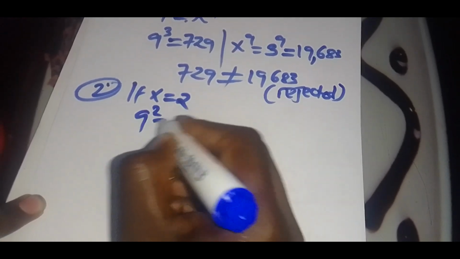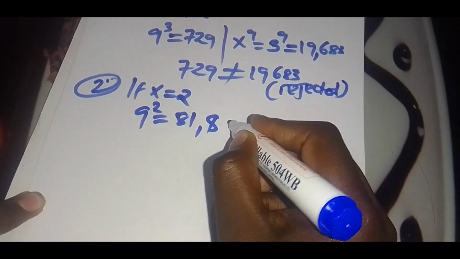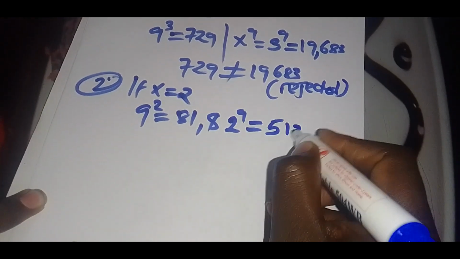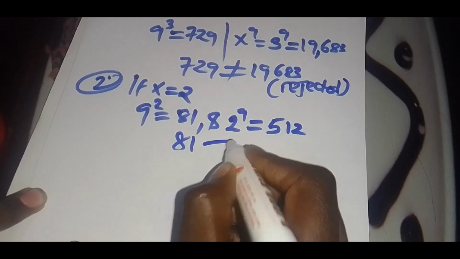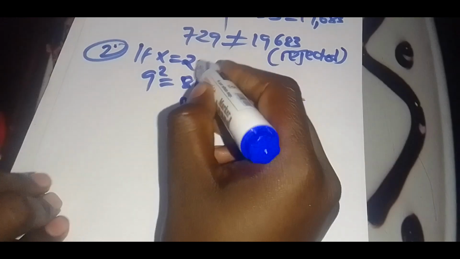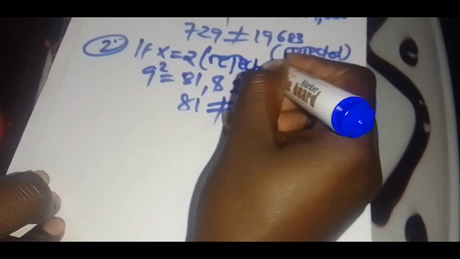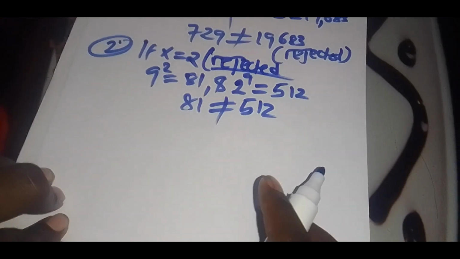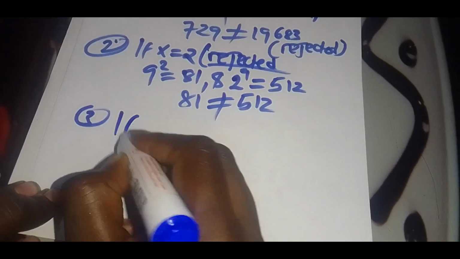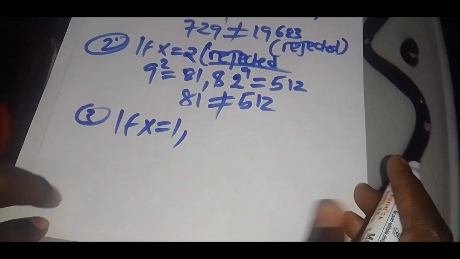So we have 9 squared, which is equal to 81, and 2 raised to power 9, which is equal to 512. Again, 81 is not equal to 512, so this does not satisfy the equation. Now let's test if x is equal to 1. Will this satisfy the equation?